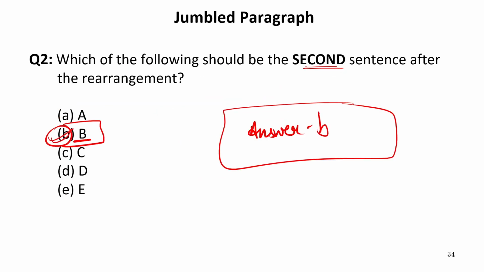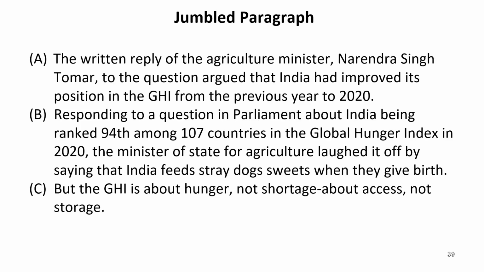Now let us move to paragraph number 5. So this is paragraph number 5. Now let us see the sentences. First sentence, A, is the written reply of the Agriculture Minister Narendra Singh Tomar to the question, argued that India had improved its position in GHI from the previous year to 2020.